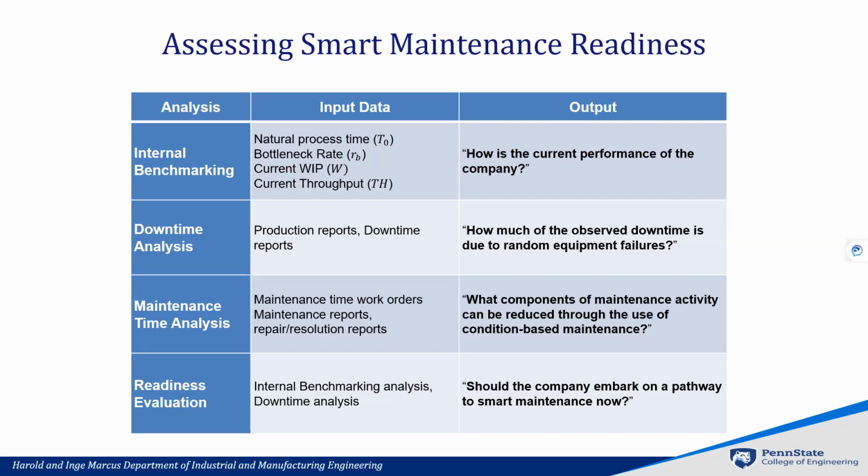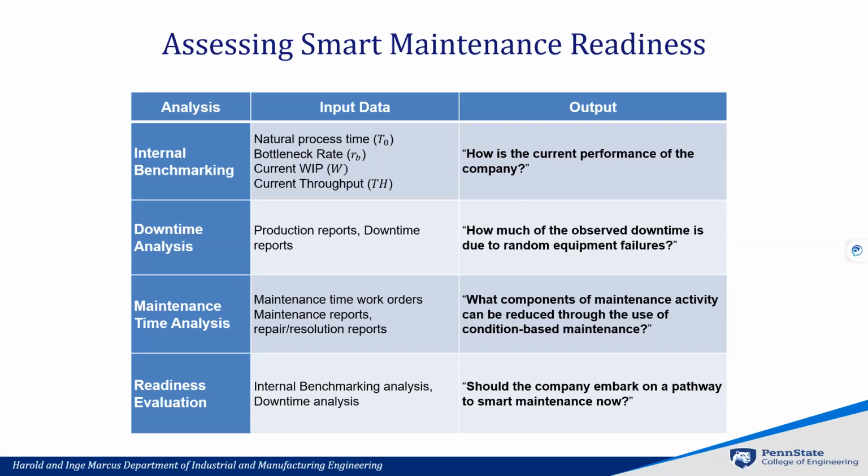So we have roughly 4 broad steps. I won't go through each one in detail, but I'll give you a high-level sense of what this means. So the first step is we do something called internal benchmarking, based on a few key parameters for the manufacturing system, like what's the natural process time in your system? This is something that practically every manufacturer should be able to tell. And we will walk through the company to get this information.